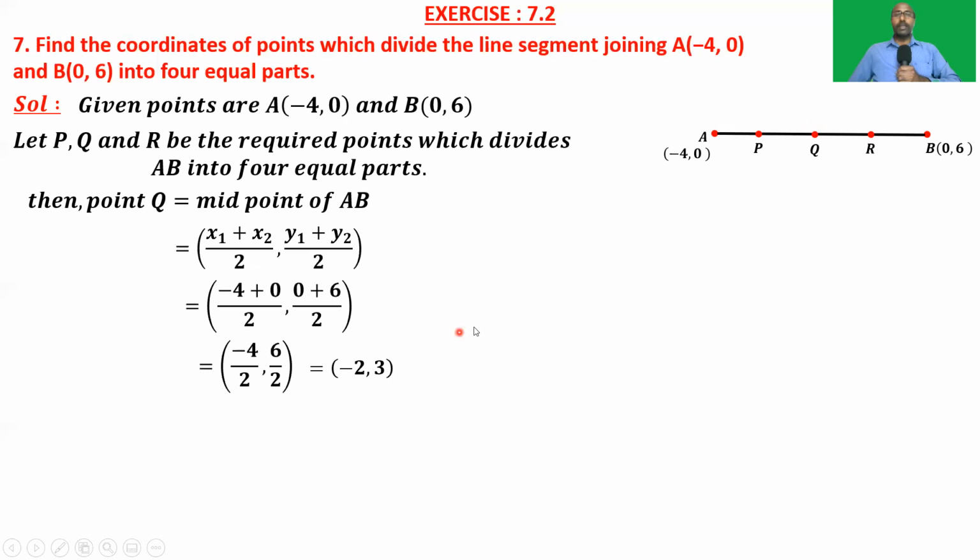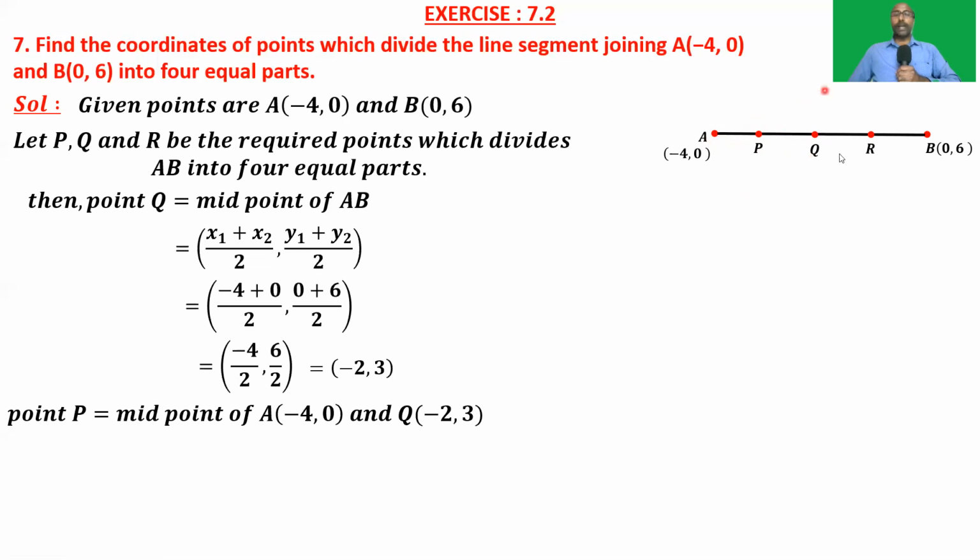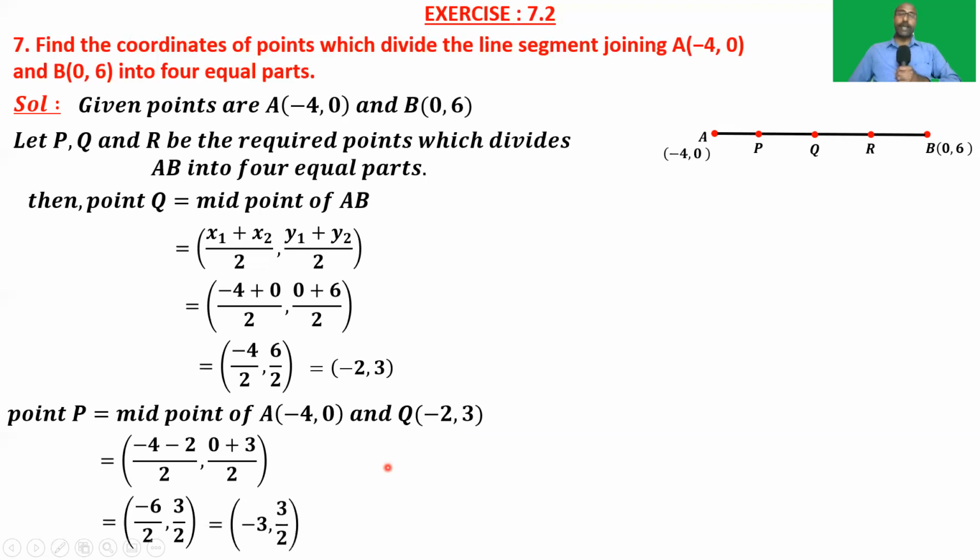Now the point P is the midpoint of AQ, because we know that AP = PQ. So P is the midpoint of the line segment joining A and Q. A is (-4, 0) and Q is (-2, 3). So the midpoint of AQ is ((-4 - 2)/2, (0 + 3)/2). That is (-6/2, 3/2), which is equal to (-3, 3/2).